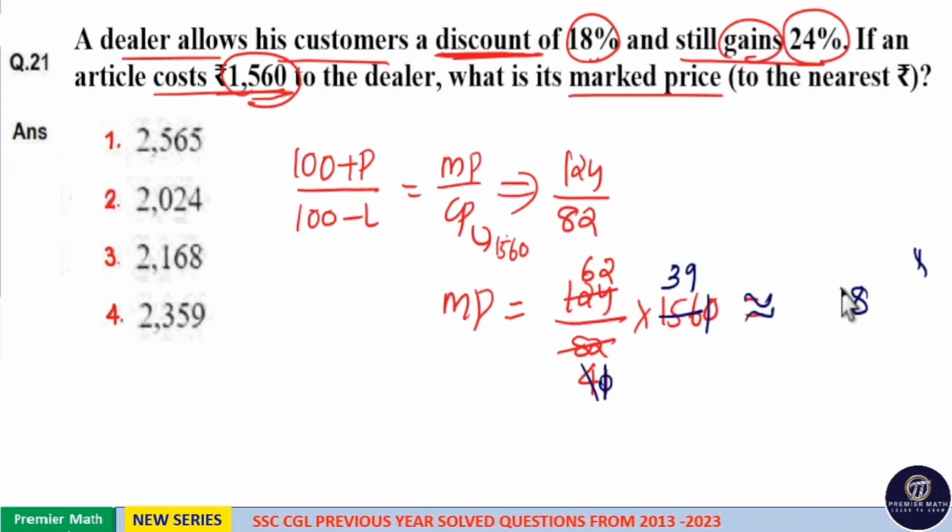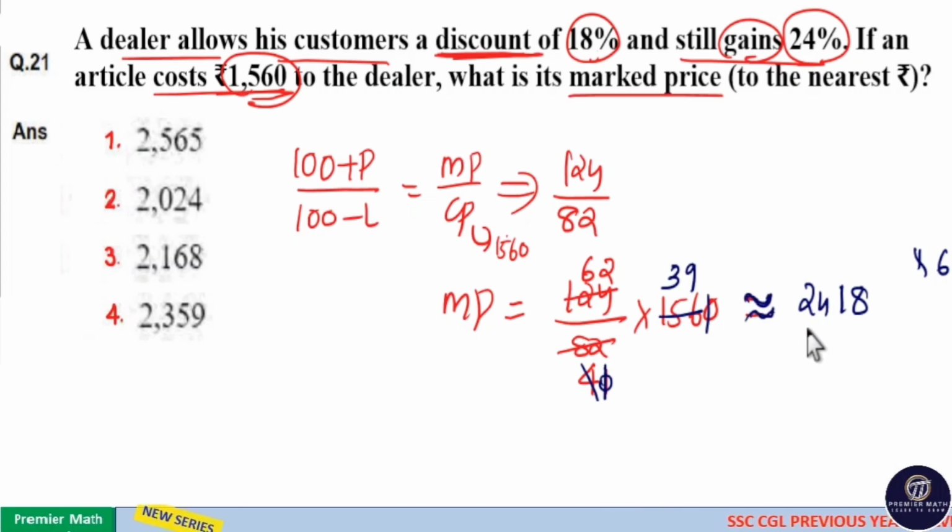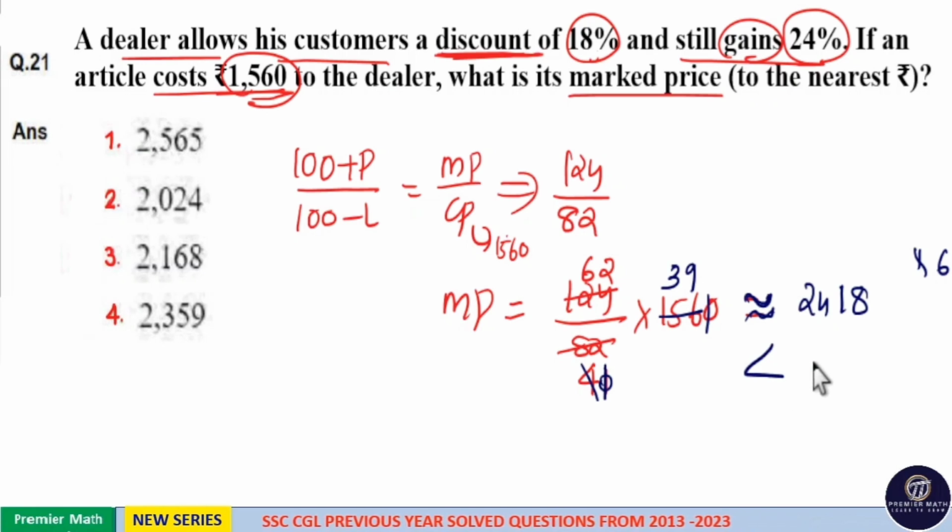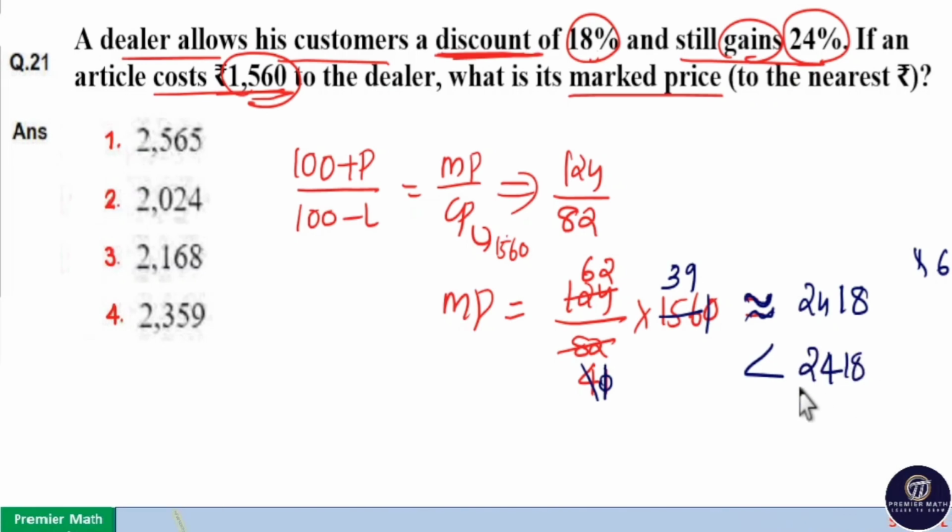60 plus 1 is equal to 61. Remaining 6. Now 6 into 3 is 18. 18 plus 6 is equal to 24. This is nearly 2418 but less than 2418 because we have assumed 41 as 40. So this is less than 2418 and nearly 2418.